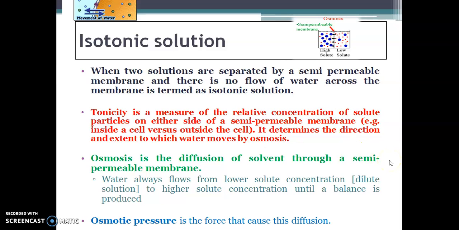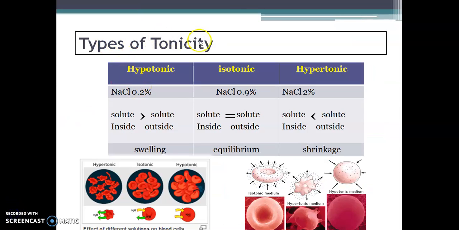Now next is the osmotic pressure. It is a pressure or a force that causes the diffusion, known as osmotic pressure. Now next is the types of tonicity. Tonicity is classified into three categories: hypotonic, isotonic and hypertonic.